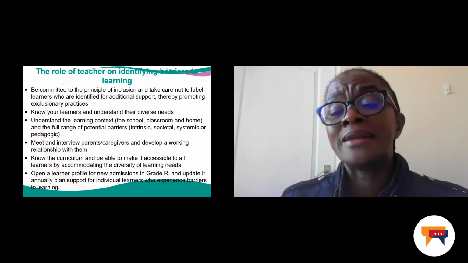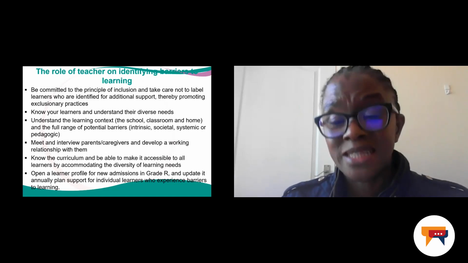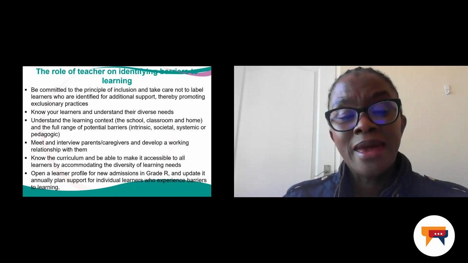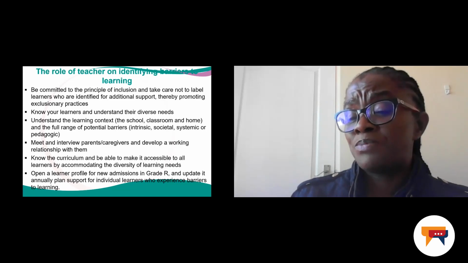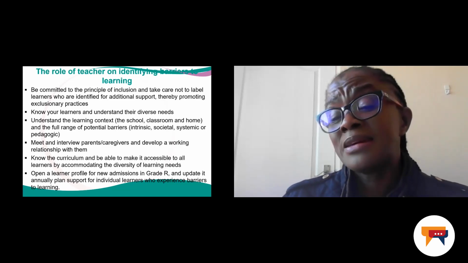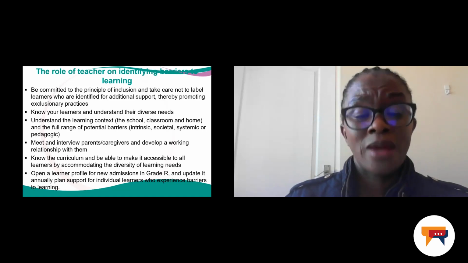Know your learners and understand their diverse needs. Understand the learning context. That means the school, the classroom, the home environment, and the full range of potential barriers. For example, is it what we have identified, or why we have identified it? Is it intrinsic? Is it societal? Is it systemic?